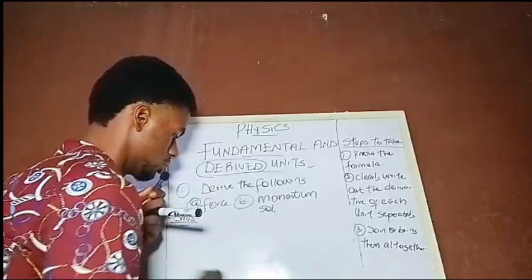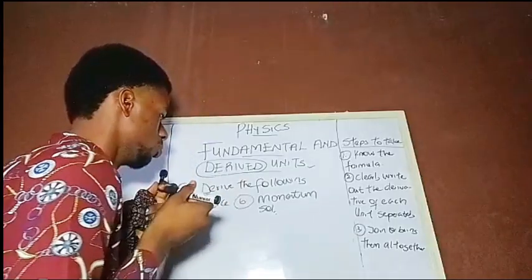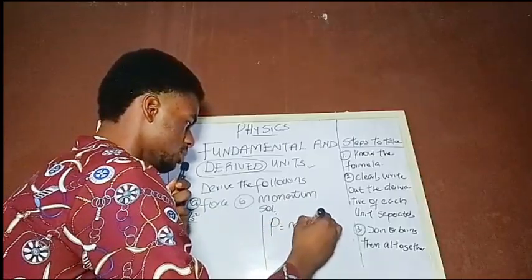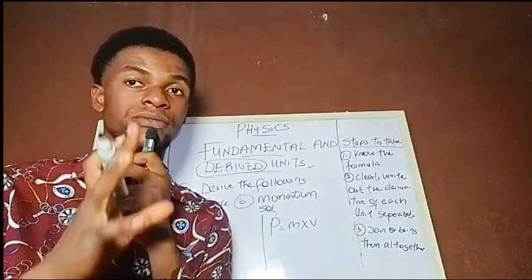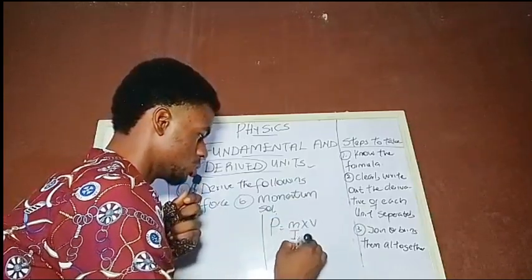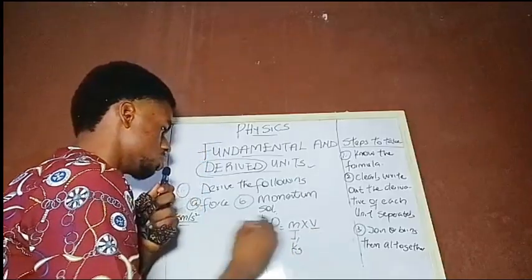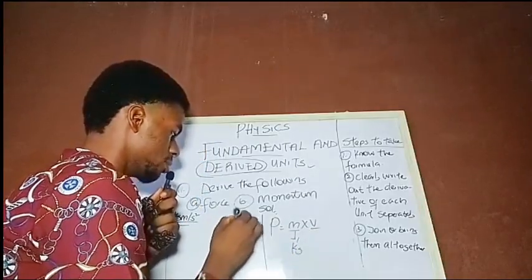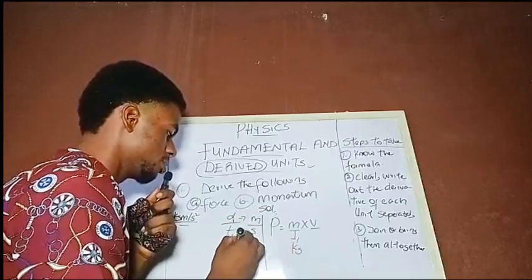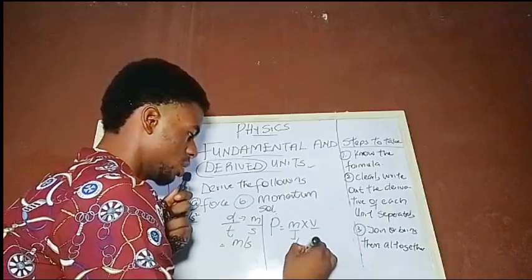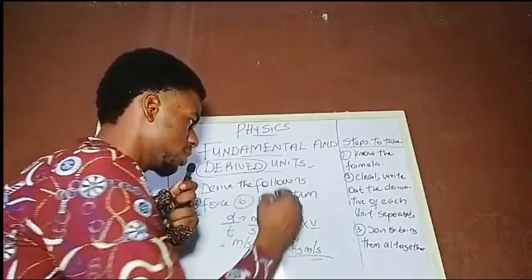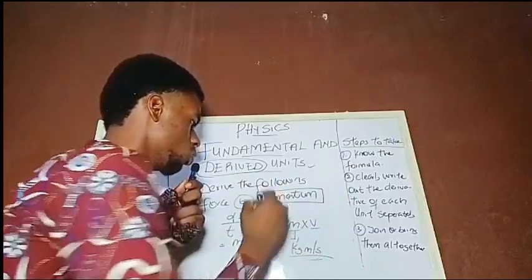Let me clean this out. Now momentum, the symbol is this. You have mass times velocity. That is the formula for momentum. Your mass is kilogram. Velocity is distance over time. Your distance is in meter and your time is in seconds, so you can write it as m per s. So kilogram meter per second. This is the derivation of momentum.